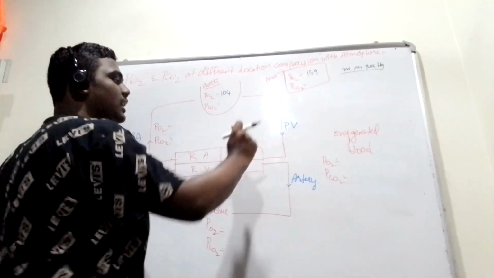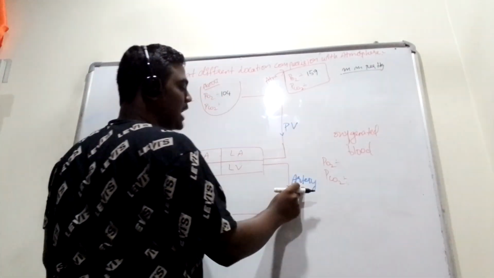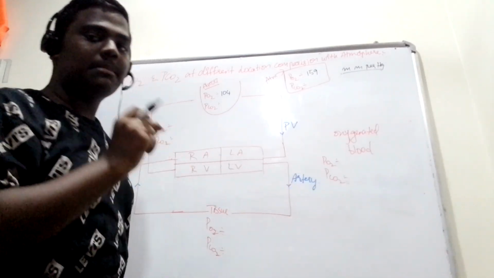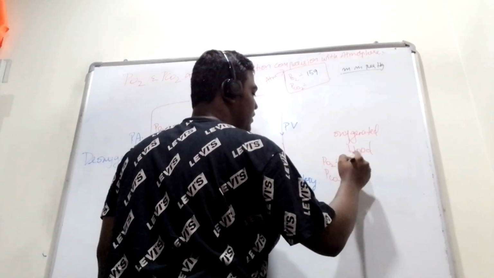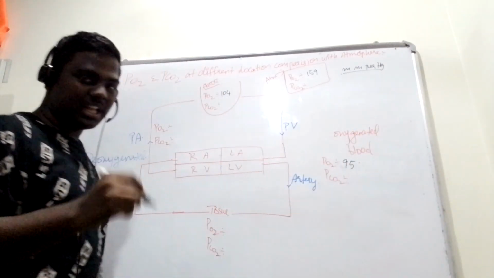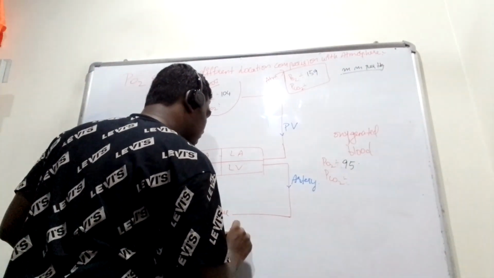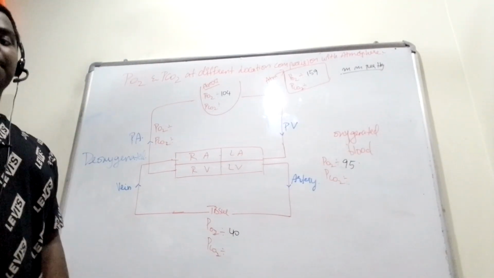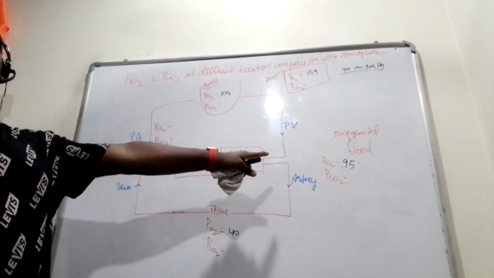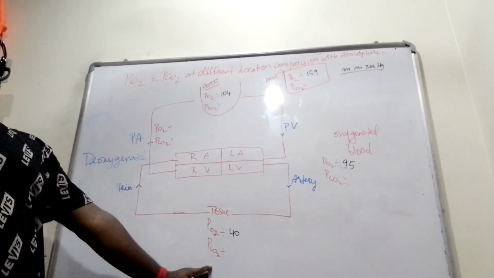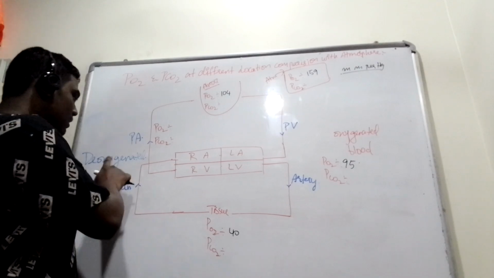Here the partial pressure of oxygen in the pulmonary vein as well as the artery, where oxygenated blood is carried, is 95 mm Hg. Next, coming to the tissues. At the tissues, the partial pressure of oxygen is 40 mm Hg. So in oxygenated blood it is 95, and in the tissues it is 40.